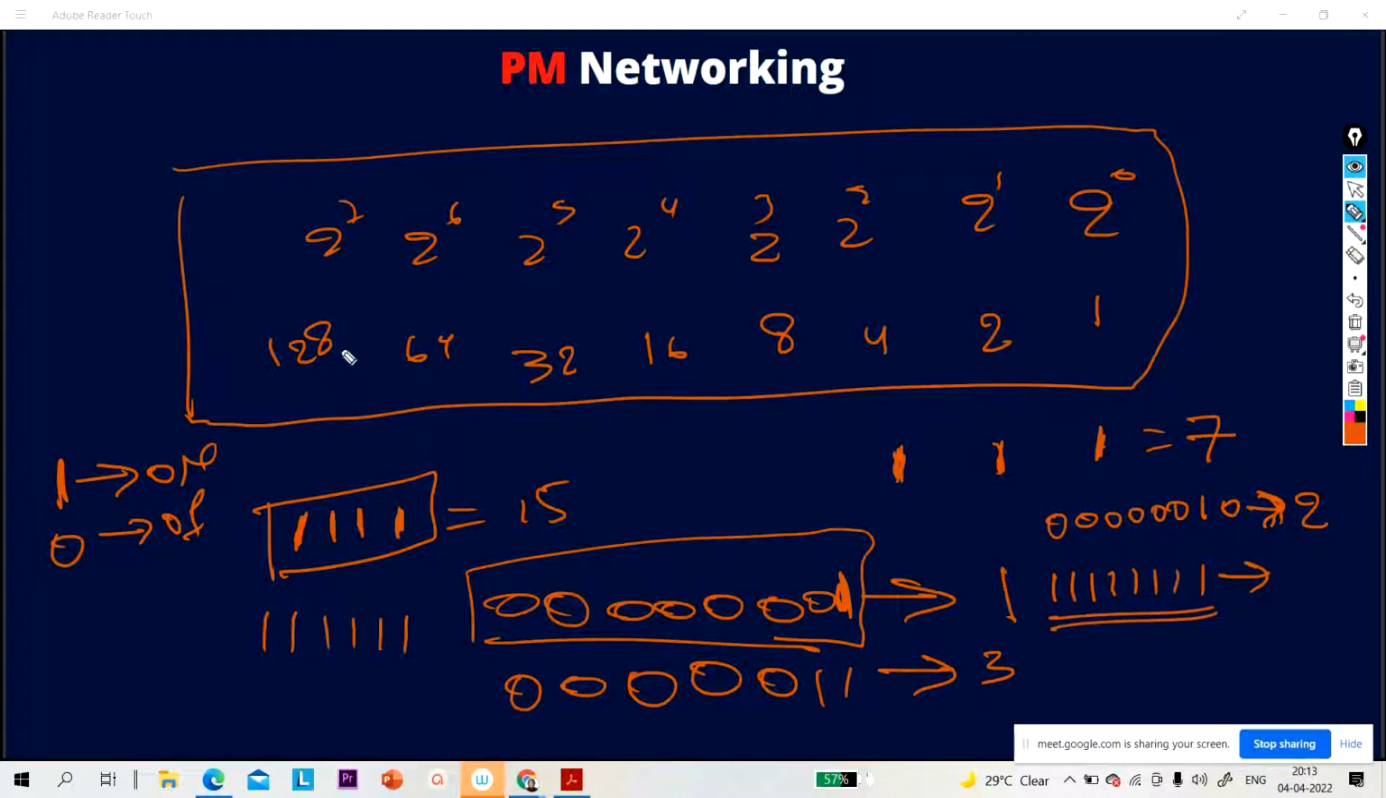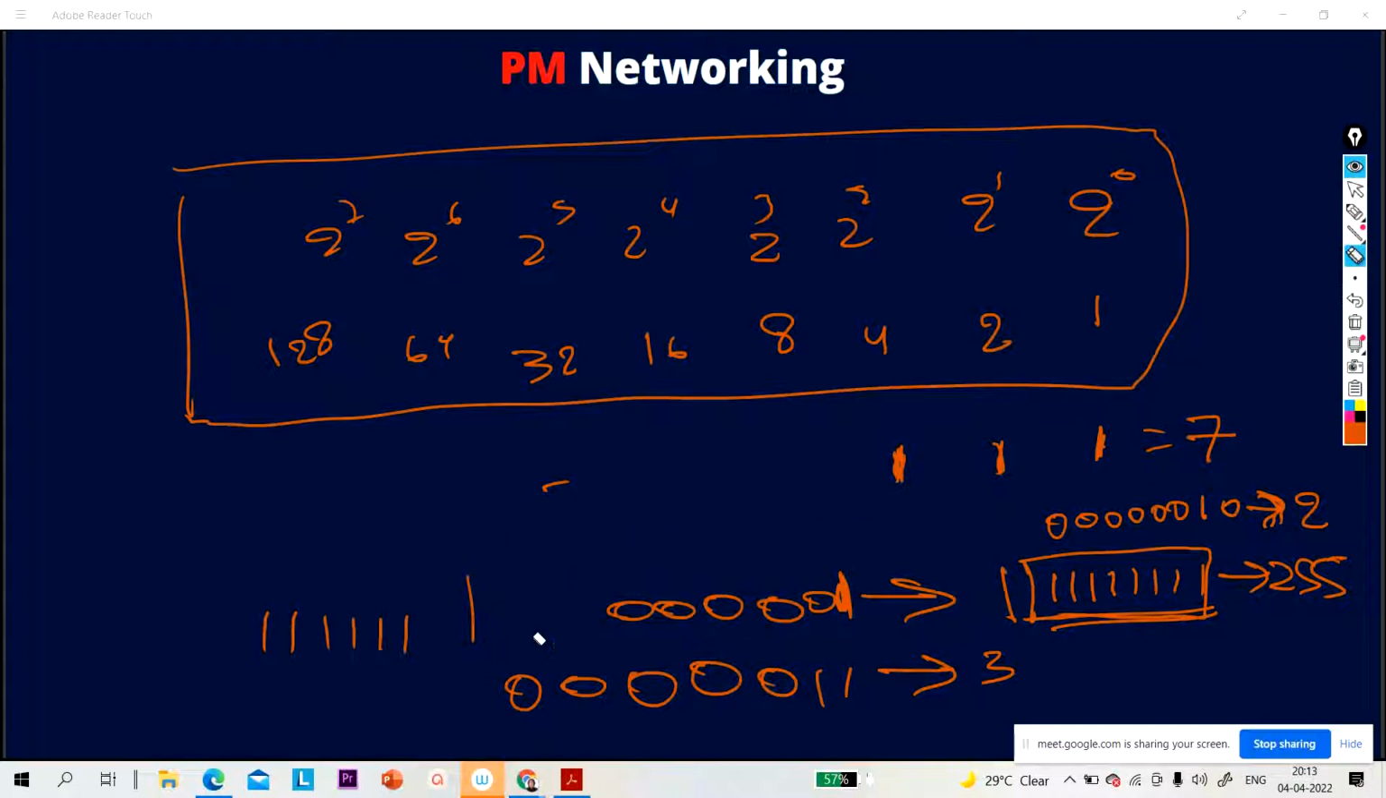Wait, sir. I think 255. 128 plus 64 plus 32 plus 16 plus 8 plus 4 plus 2 plus 1. Should be 255, I think. That means all bits are on, right? So you add all values together, so it will be 255. Yes, sir. So this is how you can convert binary to decimal and decimal to binary.